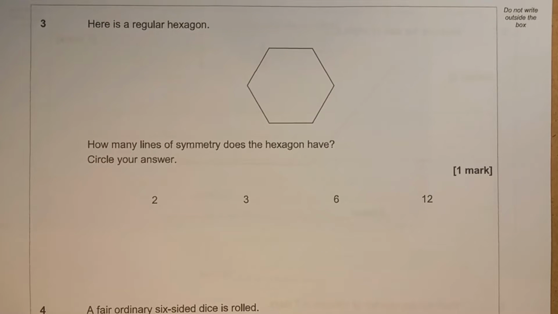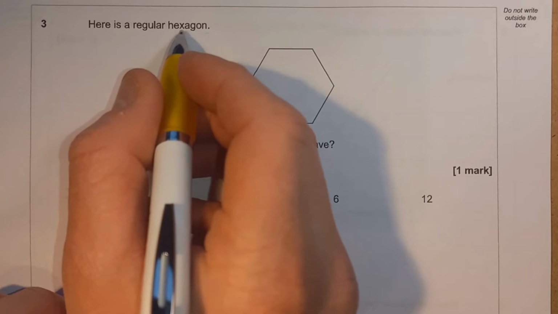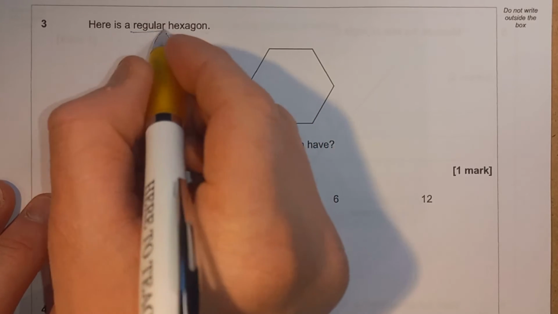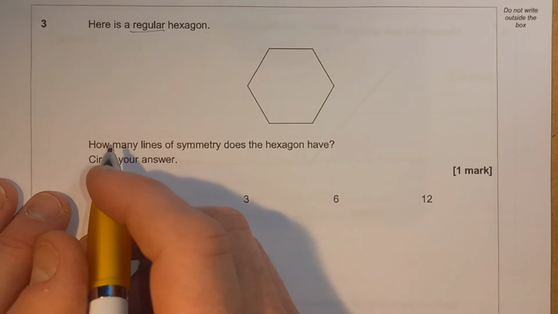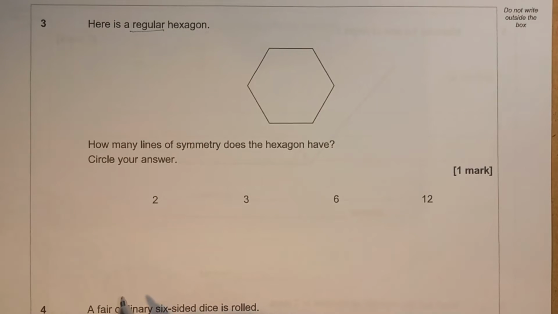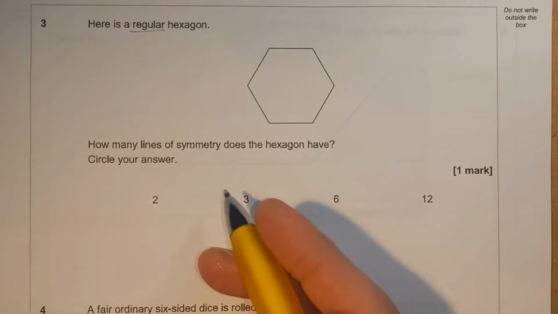Question 3. Here is a regular hexagon. How many lines of symmetry does the hexagon have? Circle your answer. All right, so a hexagon, we know, is a 6-sided shape. A regular hexagon, well, that means that all of the sides, and therefore all of the angles, must be the same. Okay, so that's going to help us with our lines of symmetry.